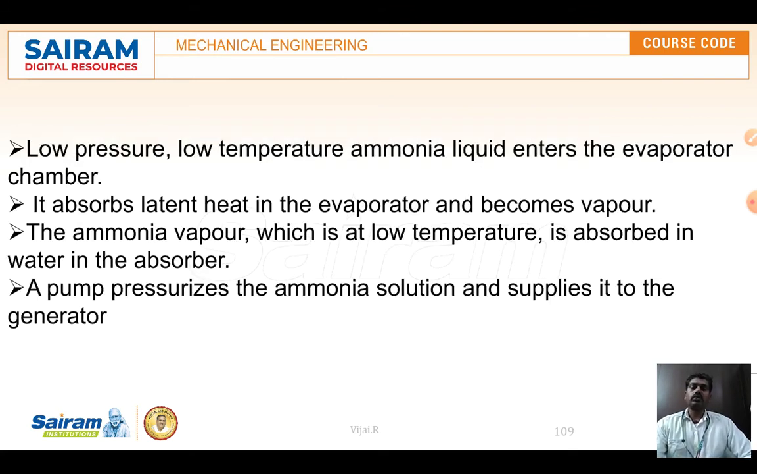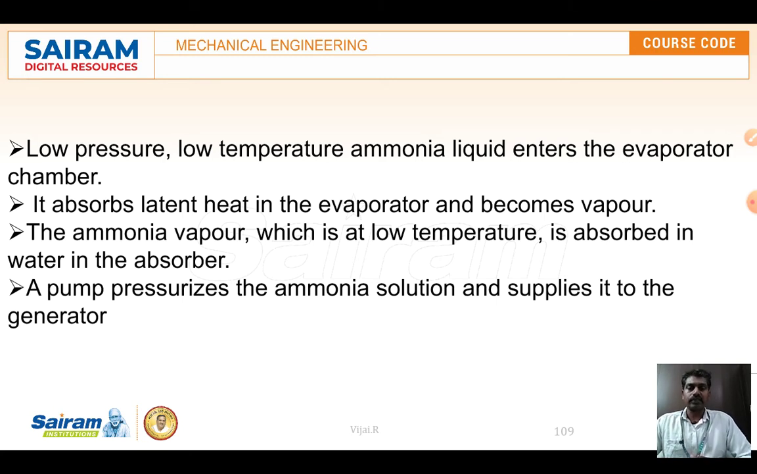What happens is, low pressure, low temperature ammonia liquid first enters the evaporator chamber, because as we said, the evaporator, condenser, compressor, and the throttling valve, these four are the important parts.